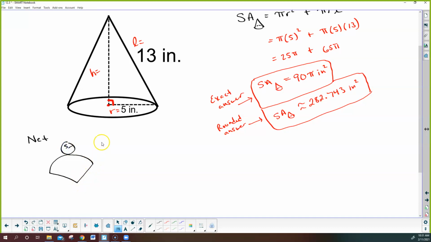This length right here is the length of the slant height. And I know that if I want to find the area of this base, that's pi times 5 squared, or that's 25 pi, right? That's nothing special. But where does the area of this sector come in? Well, there's one way to do it, is to take the circumference of the base, because this blue segment would also wrap all the way around here. And that is 2 pi times the radius, or that part is 10 pi.